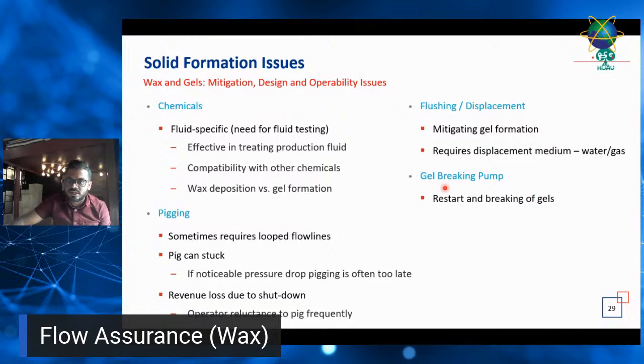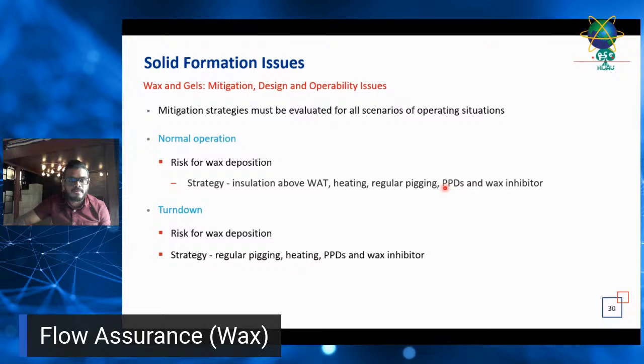Okay, next let's look at the mitigation strategies in terms of different operating scenarios. If doing normal operation, the strategy would be to insulate above WAT, or we can heat, or through regular pigging or PPD. So this depends on the severity of your wax deposition.